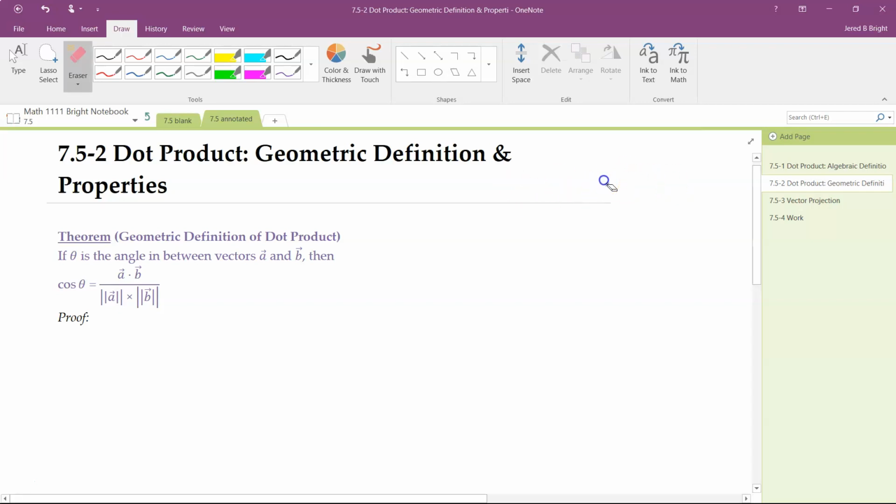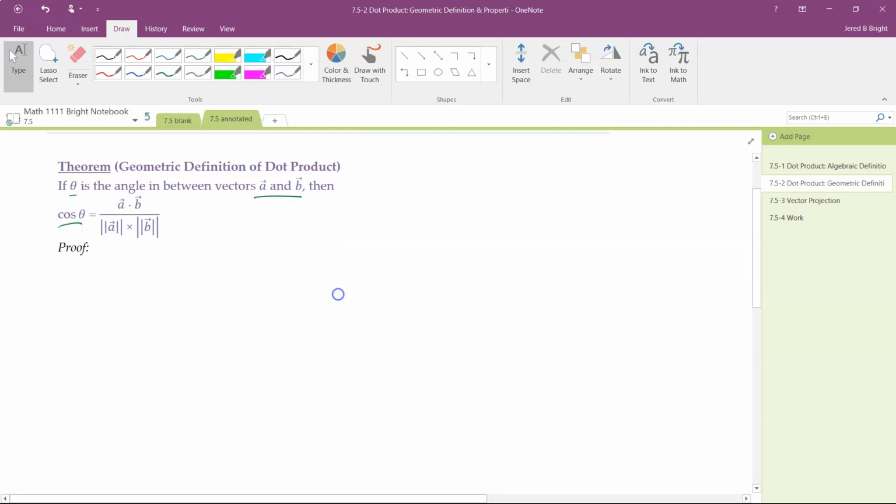Let's talk about the geometry related to the dot product. And so here's a theorem. When we use the language of theorem in mathematics, that means something that we can prove, and so we are going to prove it. This is saying that if we have an angle between two vectors, then the cosine of that angle is the same as the dot product over the product of their magnitudes. So let's see how this all plays out.